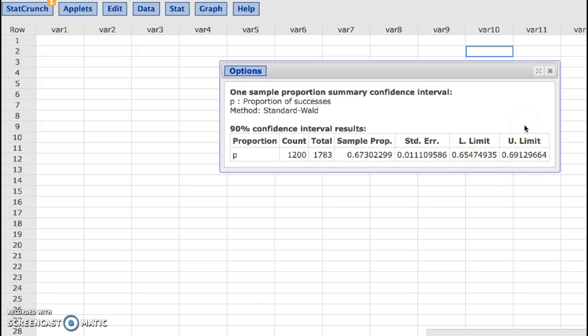So our next video is going to pick up with this idea of what a confidence interval means in terms of another way to think about these two levels.